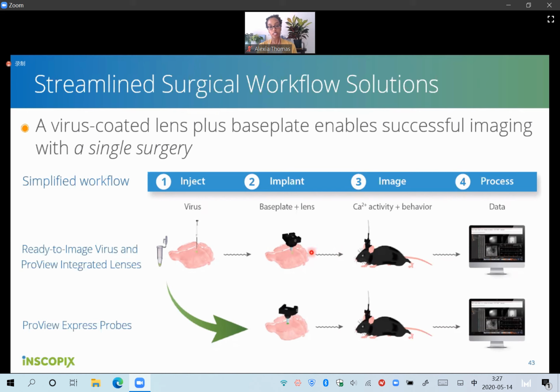If you look here, even with the ProView Integrated Lens, for example, you do have two steps. And now with the ProView Express probe, we're getting it to a single step. Especially when we compare this to the traditional process, which was up to about five steps, from optimization, injection, lens implantation, base plating, we're now into one step.